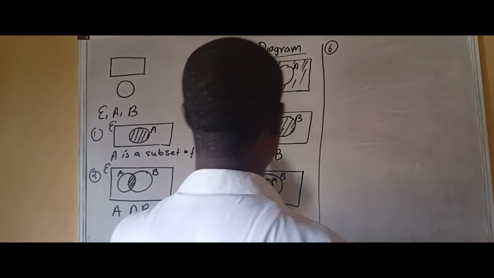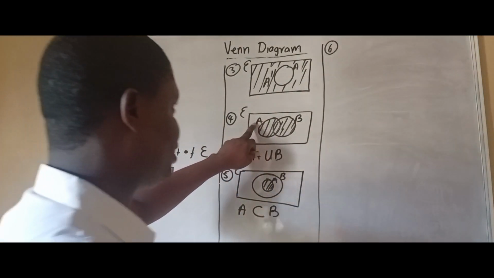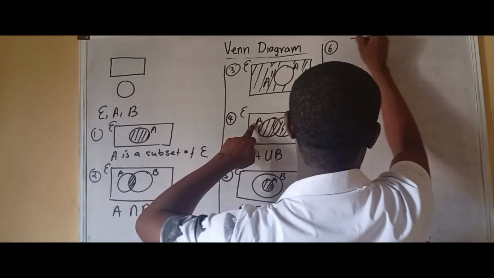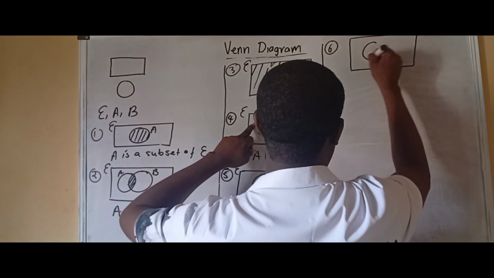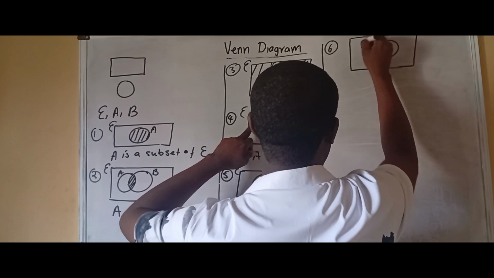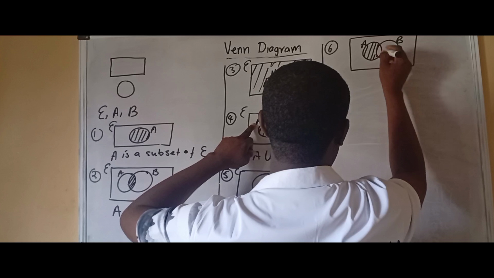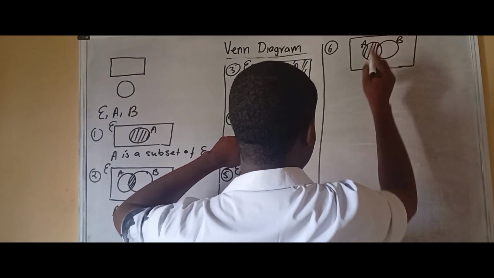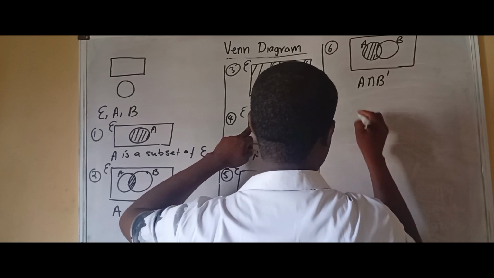The sixth one we want to look at is if you want to show only the elements present in set A that are not in set B. So we're going to have our Venn diagram, okay? This is our set A, this is our set B. So only the elements present in set A but not in set B is this. So we have A intersection B complement.